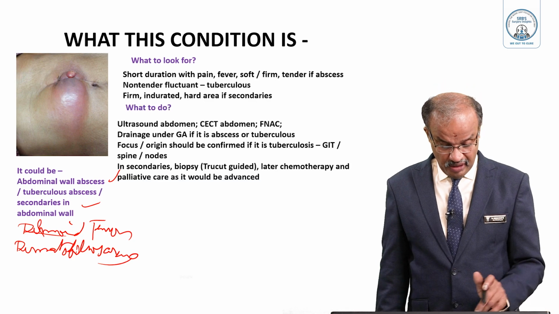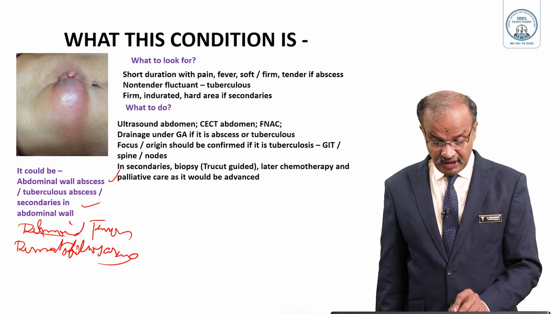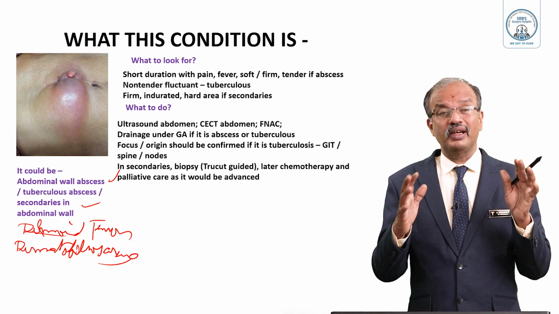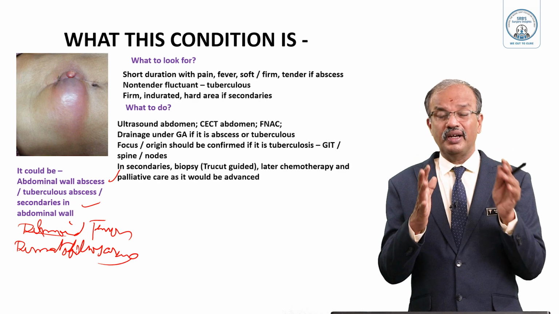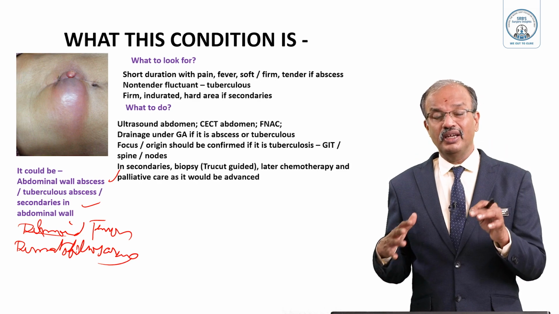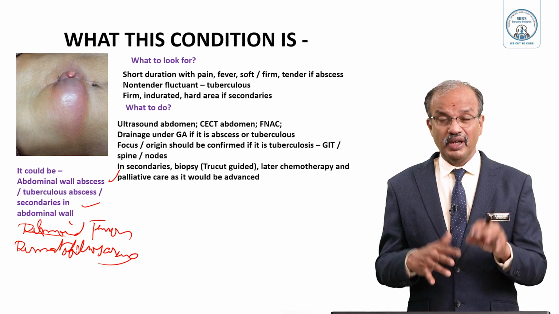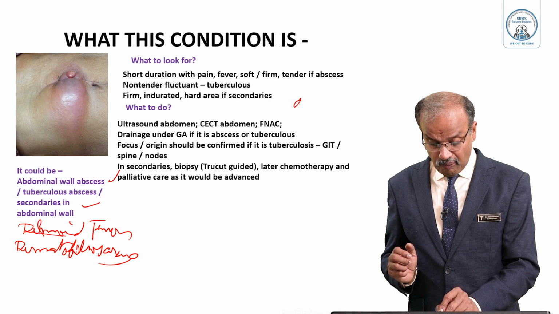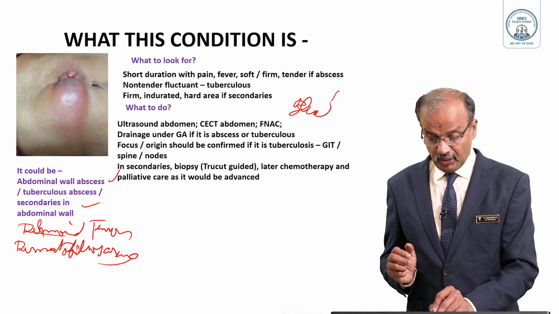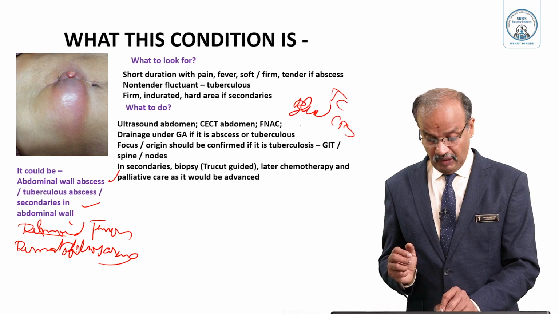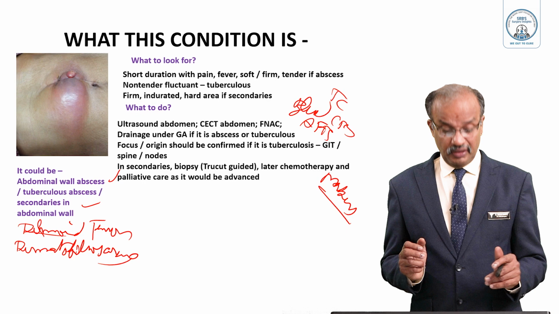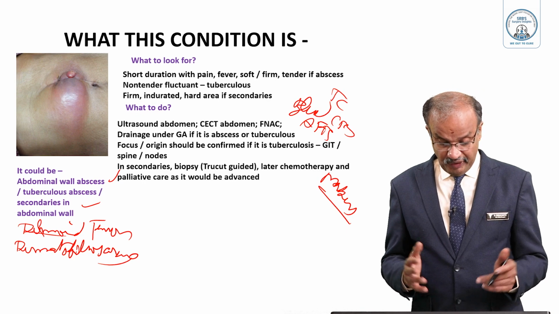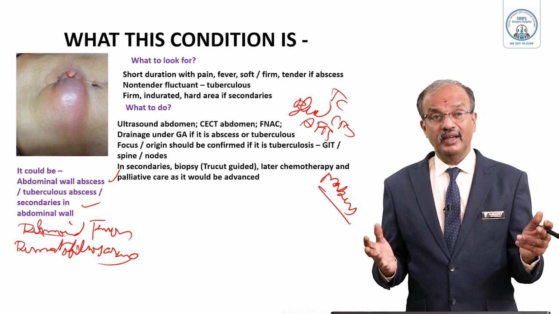So what to do? Ultrasound abdomen, CECT abdomen, FNAC, it will give a clear anatomical idea and pathological nature also. FNAC will give some idea if there is abscess, tuberculosis, malignancy, all those things. And of course, true cut biopsy, you need to do. Blood tests: total count, CRP, AFB for tuberculosis, or markers if you are suspecting malignancy, by taking the true cut biopsy. So finally, if it is abscess, drain it under general anesthesia.